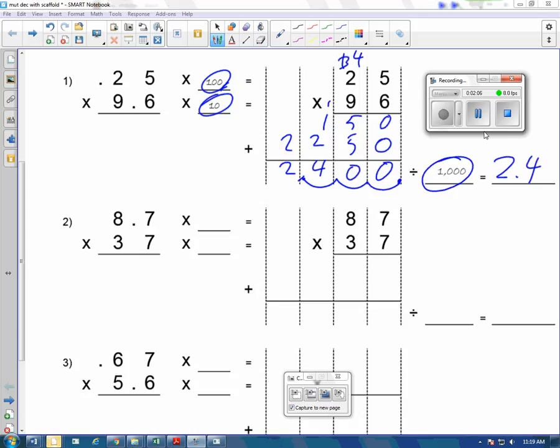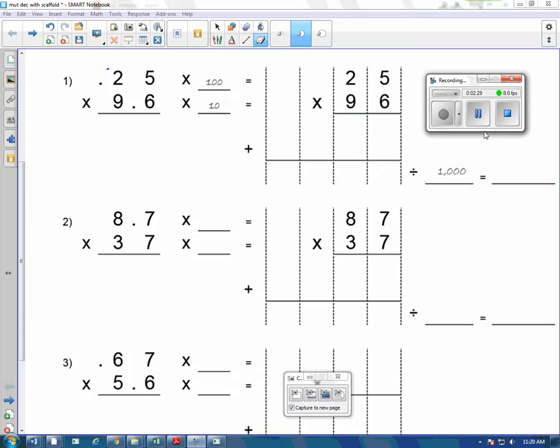Okay, now let's stop and think about this for a second. 25 hundredths, that's 1/4, right? 9 and 6 tenths, that's about 10, right? 1/4 of 10 is 2.5. Okay, all right. If that was too complicated, we're going to try another one off the video.